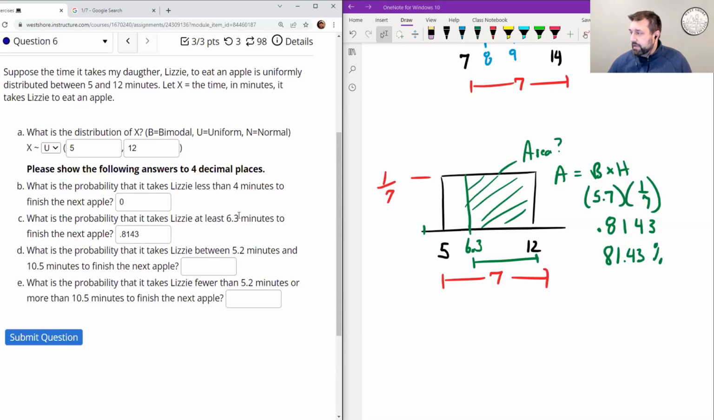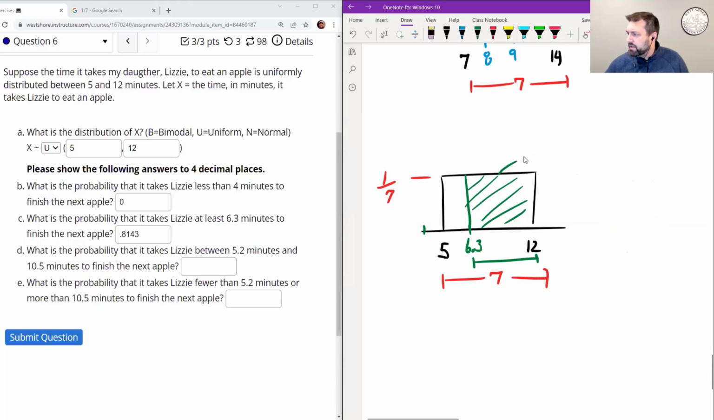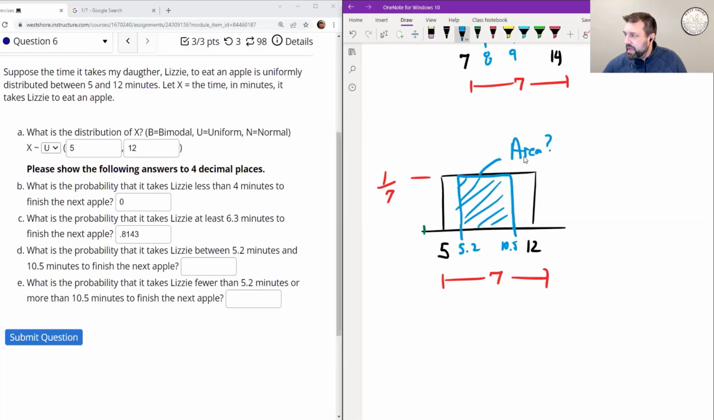Let's look at problem D. Okay, so this was C. So let's get rid of this. We'll erase this stuff and we'll erase this point. There we go. Okay, what is the probability that it takes Lizzie between 5.2 and 10.5? So that means we need a point at 5.2 and another one at 10.5. And we are going to find this area. What is that area?